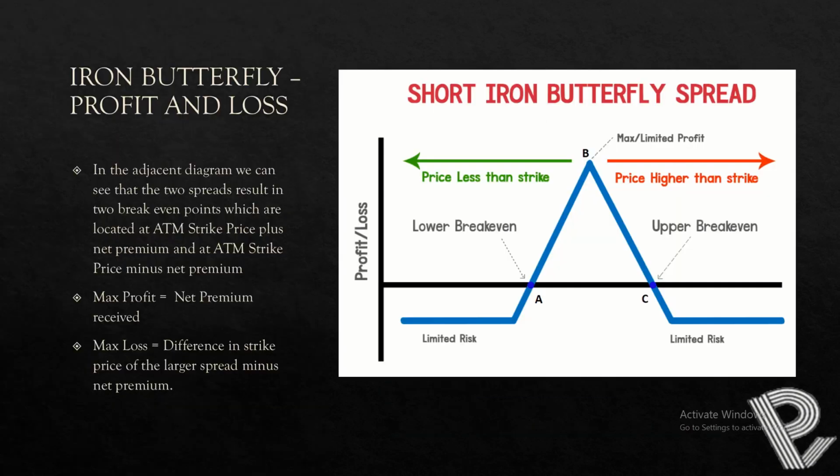Iron butterfly profit and loss. In the adjacent diagram, we can see that the two spreads result in two break-even points, which are located at ATM strike price plus net premium and ATM strike price minus net premium. Max profit is equal to net premium received, and max loss is equal to the difference in strike prices of the largest spread minus net premium.